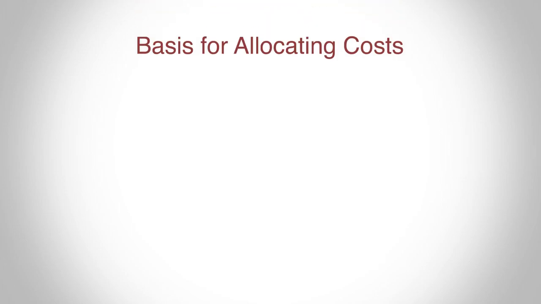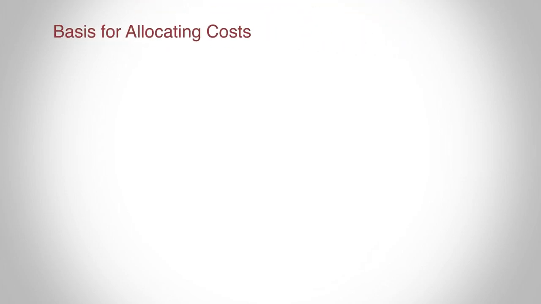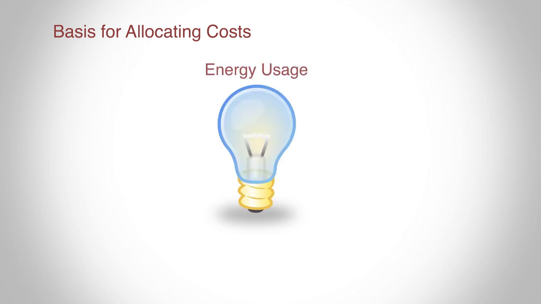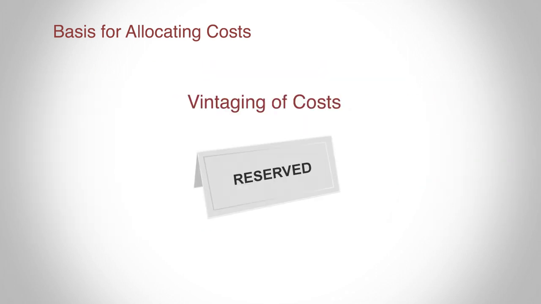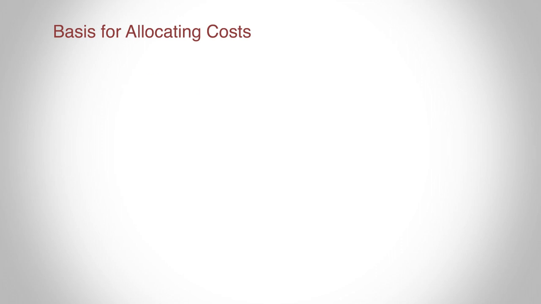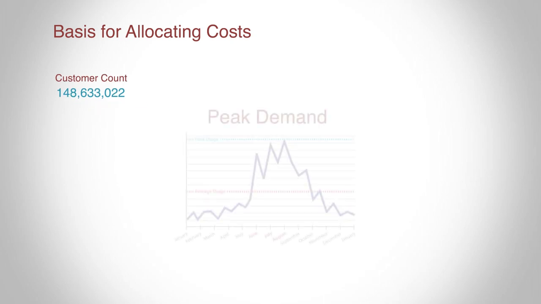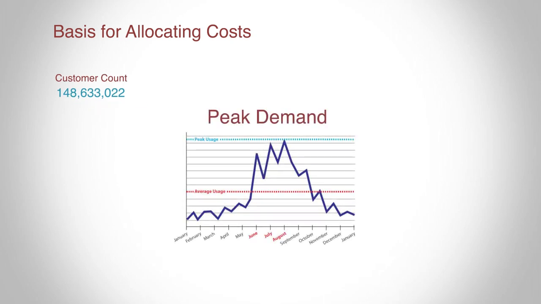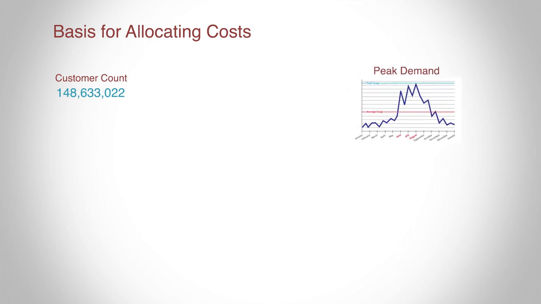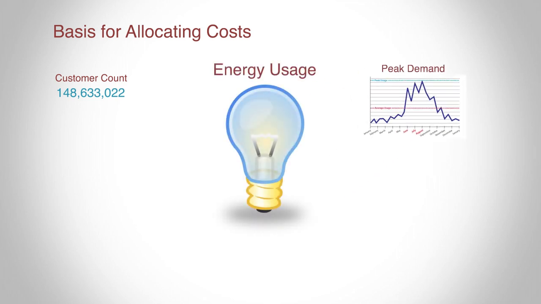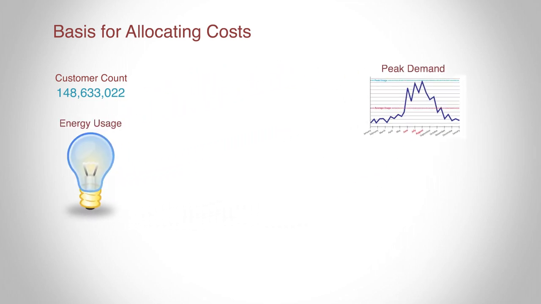Now let's look into the basis of allocating these costs. A few of them are customer count, peak demand, energy usage, smart grid costs, vintaging of costs, and non-cost considerations. Customer count, the total number of customers of the utility. Peak demand, the maximum kilowatt hour demand from a customer in a given billing cycle. Energy usage, the amount of energy used by the customer.